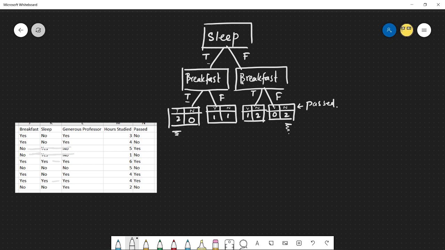But on the other hand, of course, you'll notice that if a student did sleep but didn't have any breakfast, then you have a 50-50 chance of them passing or failing. And if the student didn't sleep and had breakfast, then they're more edging towards failing than passing. But we weren't able to definitively say which of these might happen.